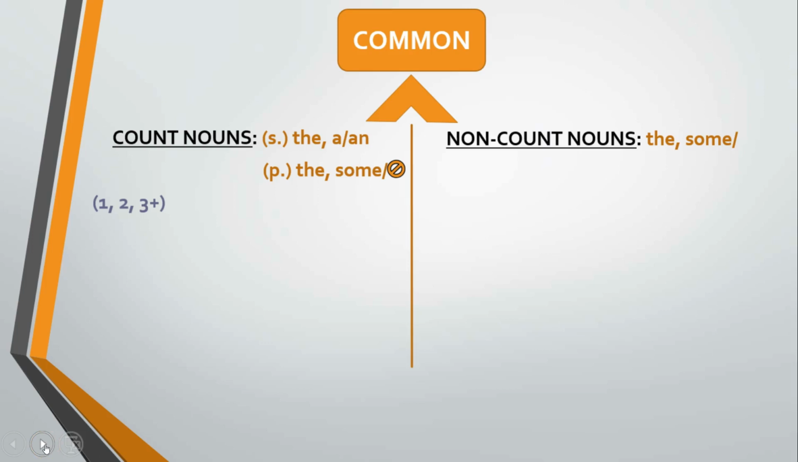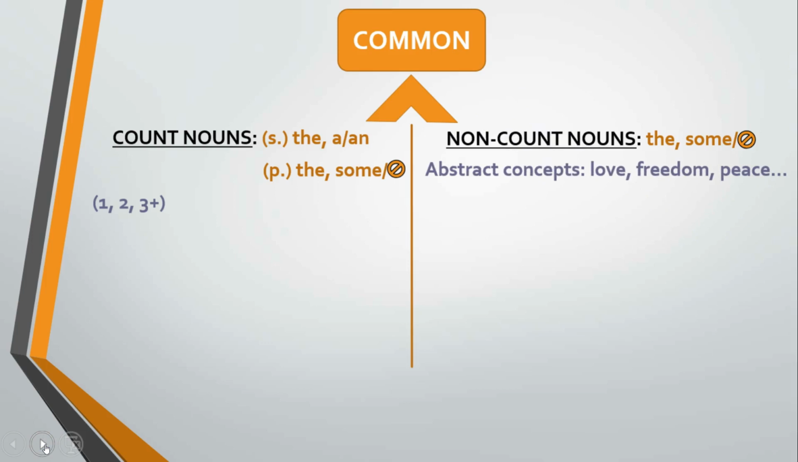Non-count nouns cannot be counted. They're collective within their nature. They can take the definite article the, and they can take some in front or absence of the article. You need to memorize what these non-count nouns are in English.